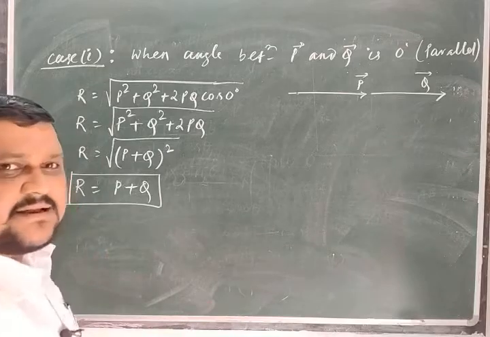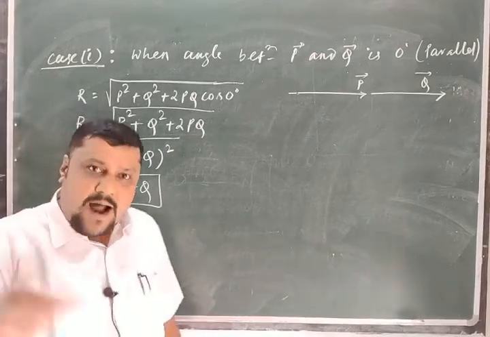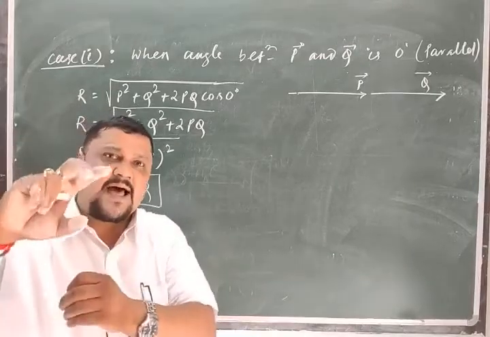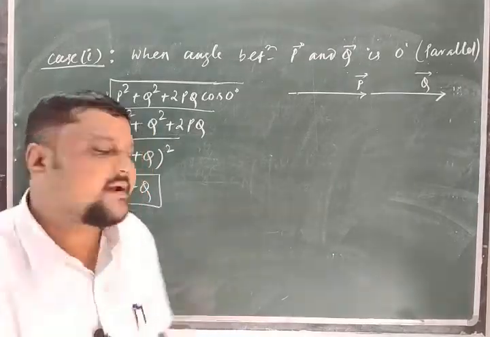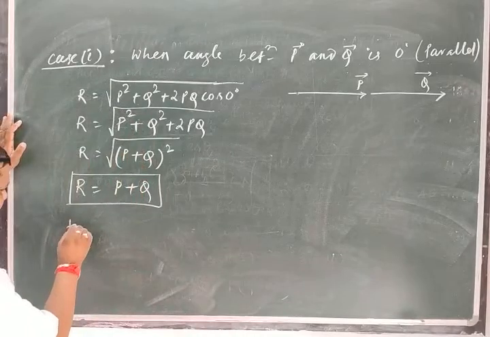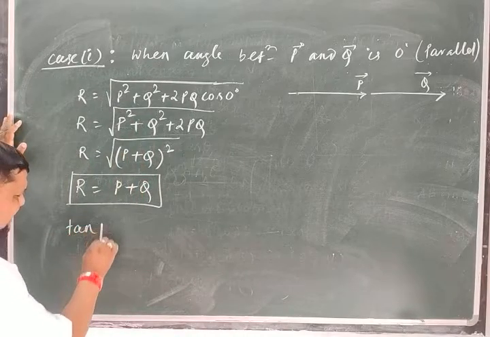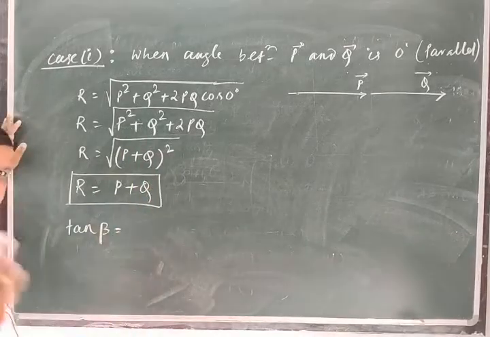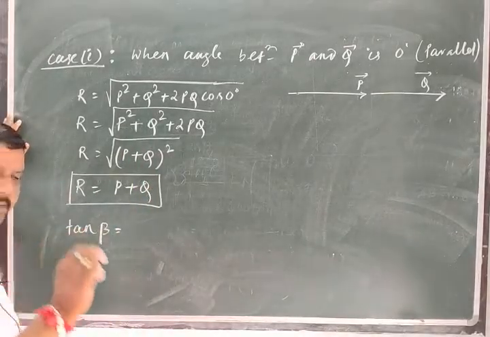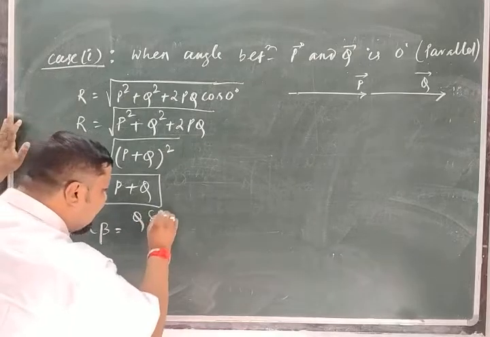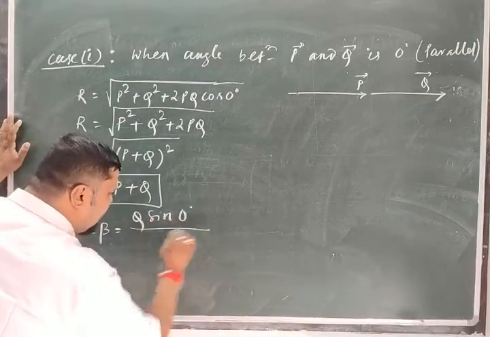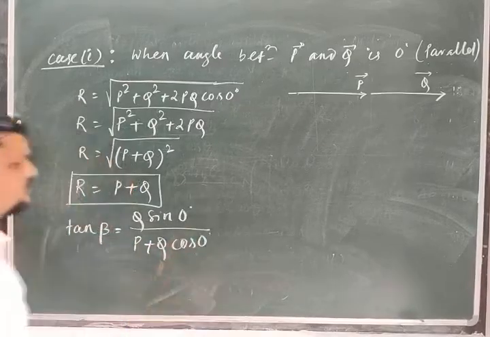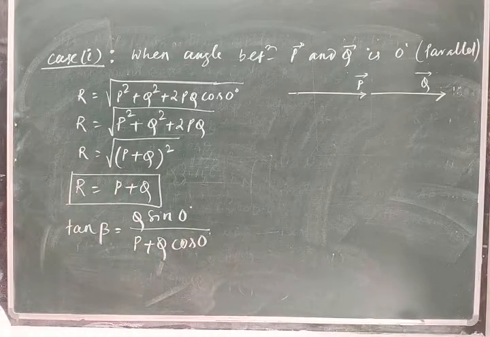Then go for the direction. Direction means in what direction the resultant will act. That will give you the resultant, the combined effect of the two vectors. So do the same procedure with tan beta. Tan beta, if beta is the angle with P, is equal to Q sin θ divided by P plus Q cos θ.